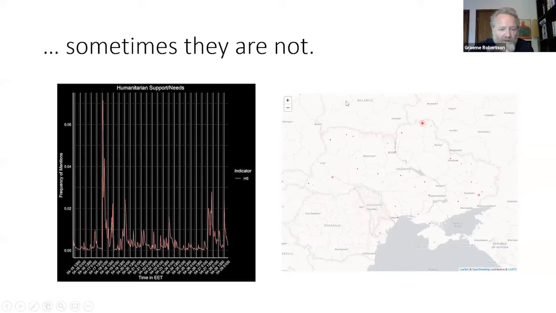But it's not always that easy. If we look at our category of humanitarian support and humanitarian needs, this is a mixed category of appeals for support and also announcements of support. In the same period, we have a number of spikes in the data, and we have events spread all across Ukraine according to the map. And if you sit down to read the hundreds of thousands of tweets that underlie this graph, it's not immediately obvious what's driving the particular spikes.